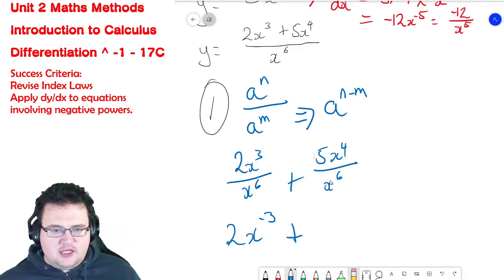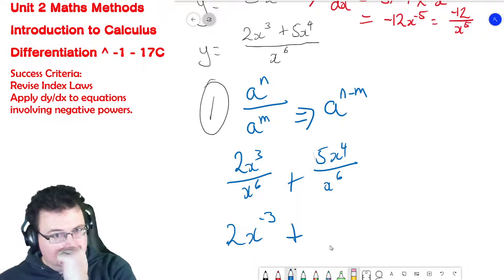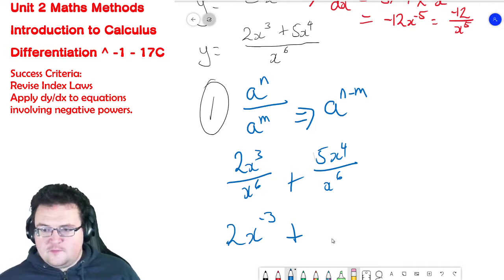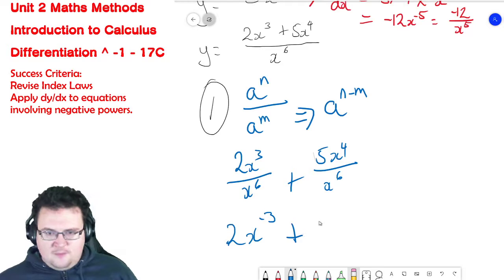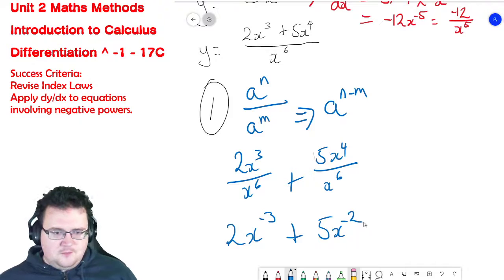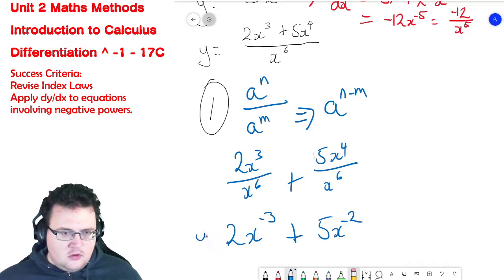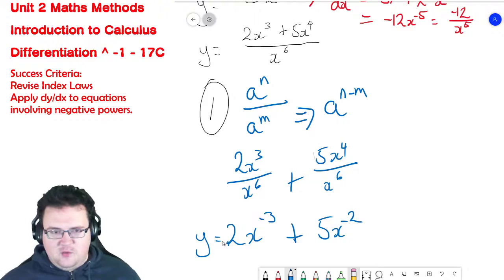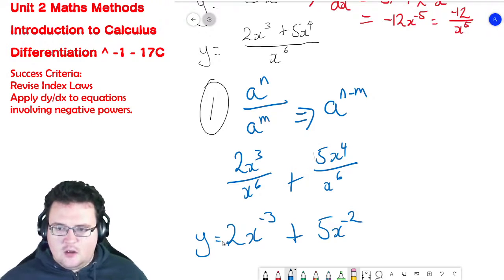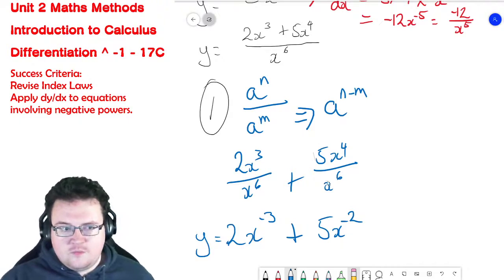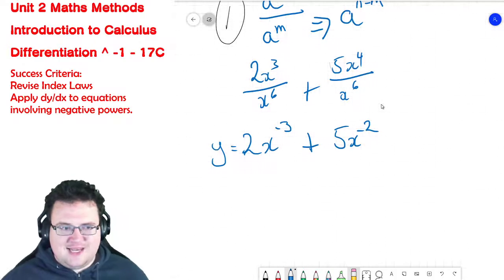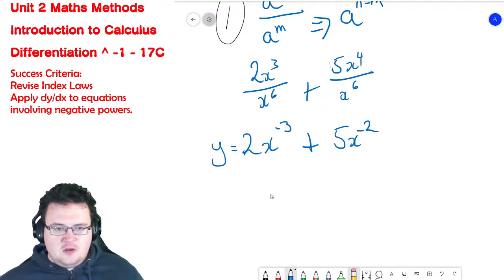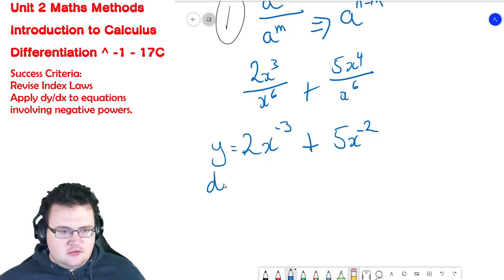And then the other one is going to become 5x to the negative 2. So now we have something that we can work with. Okay? So we can now work with this. And then we can dy dx it.